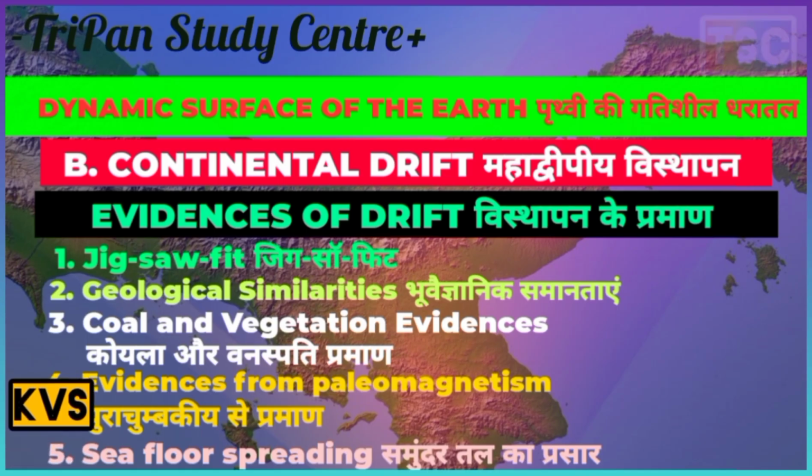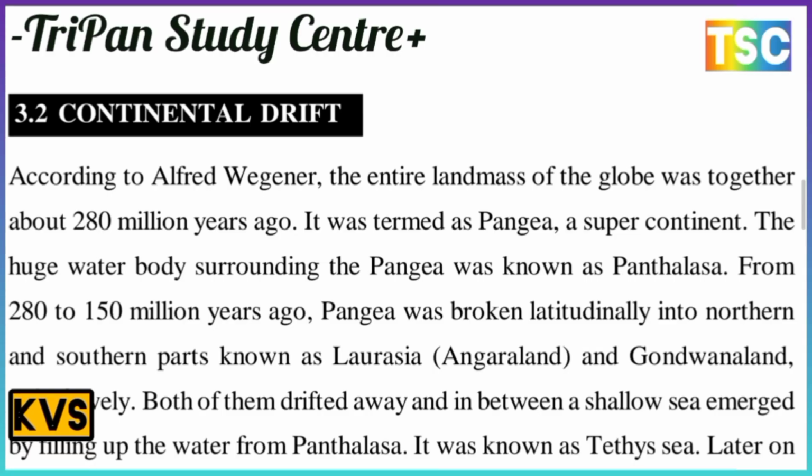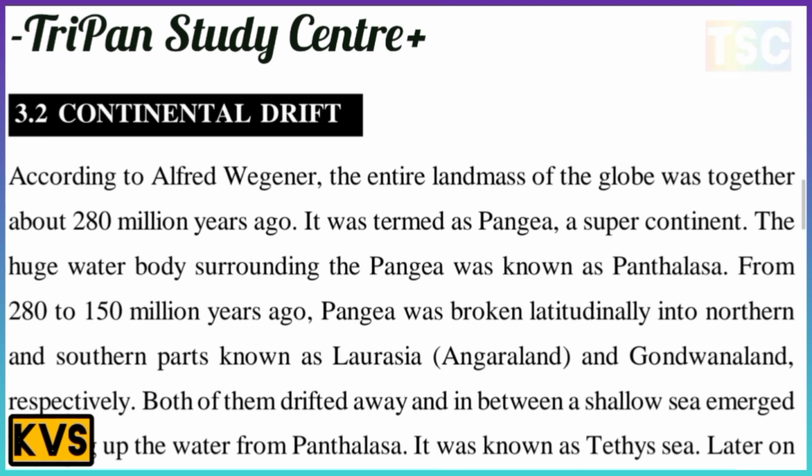Continental drift. According to Wegener, the entire landmass of the globe was together about 280 million years ago. It is termed Pangea, a supercontinent, and the water body surrounding Pangea is known as Panthalassa, from 280 to 150 million years ago. Pangea was broken longitudinally into northern and southern parts, known as Laurasia and Gondwanaland.